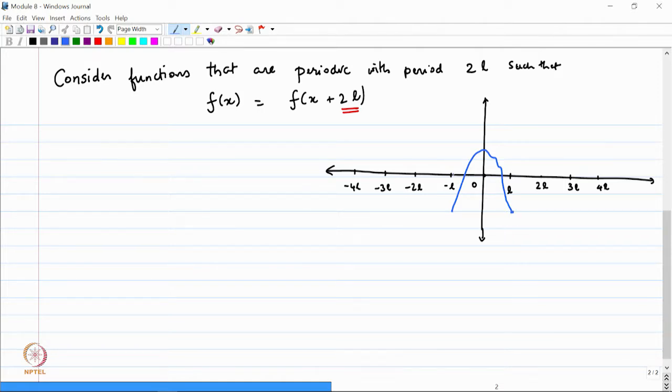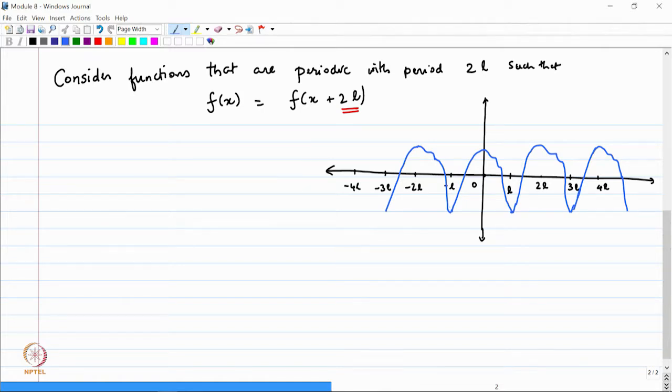Now, since it is periodic, the value of the function here and here should be the same, and then it has to again do exactly the same thing. I am just exaggerating all these wiggles just to show what a periodic function will look like. So on, and then similarly on the other side too. Okay, so this is what your periodic function will look like.